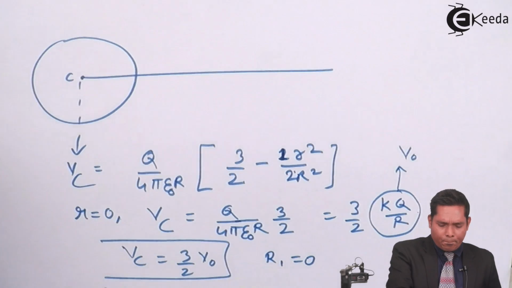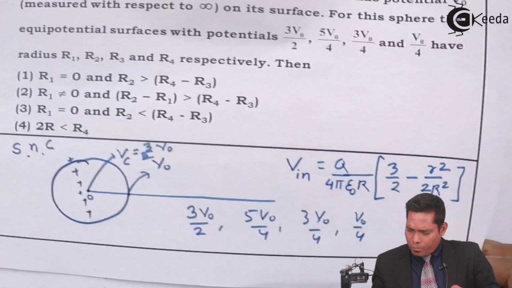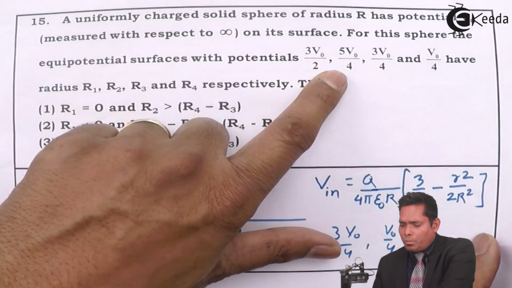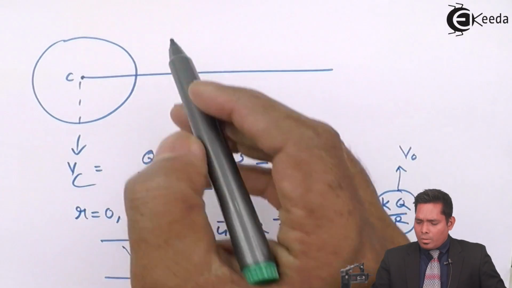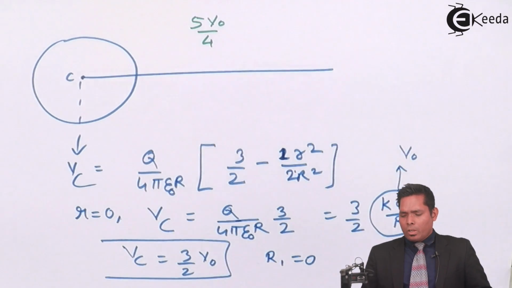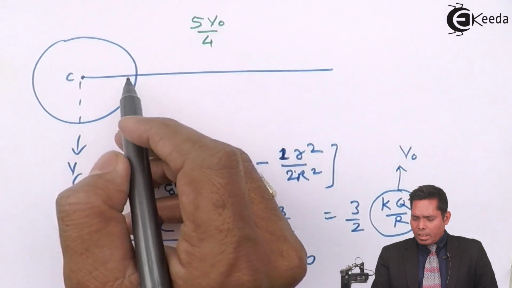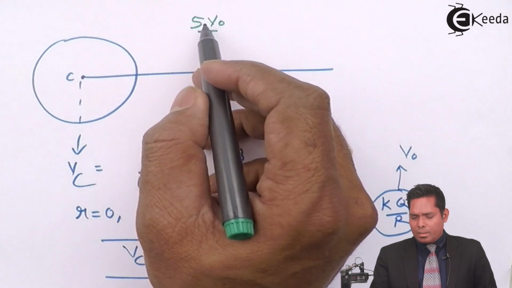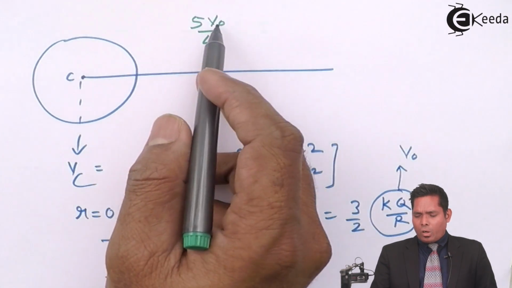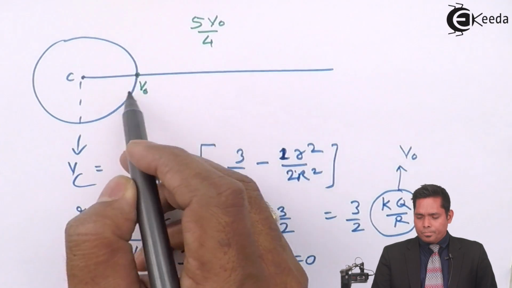If I look for the other point, what are those points? 3v naught by 4, 5v naught by 4. This is another point. So this potential can be obtained obviously inside, because this number is greater than 1. This is v naught.